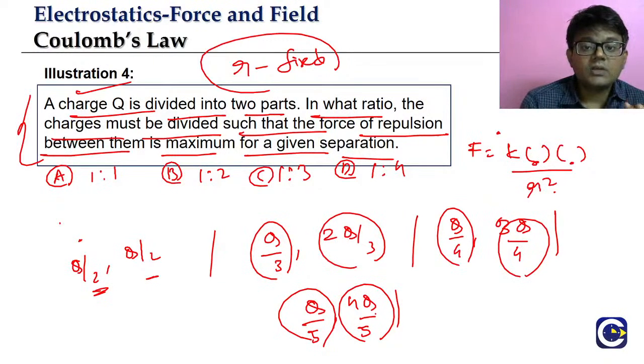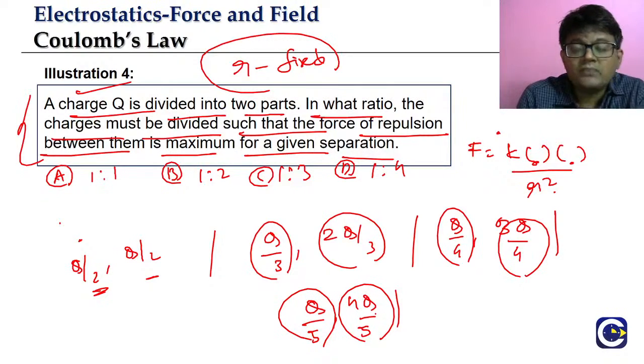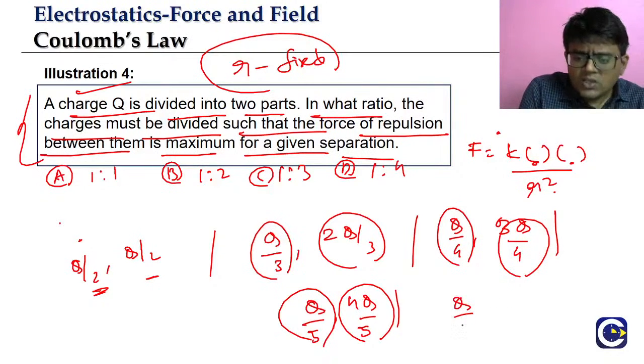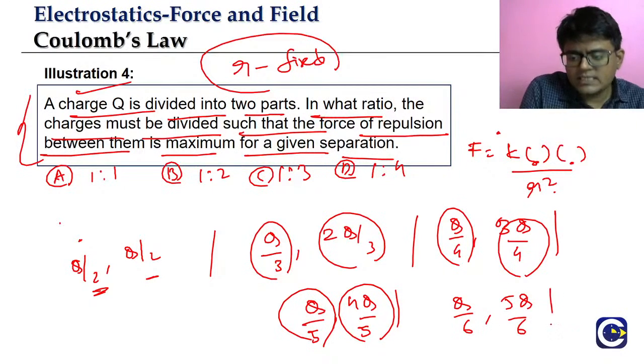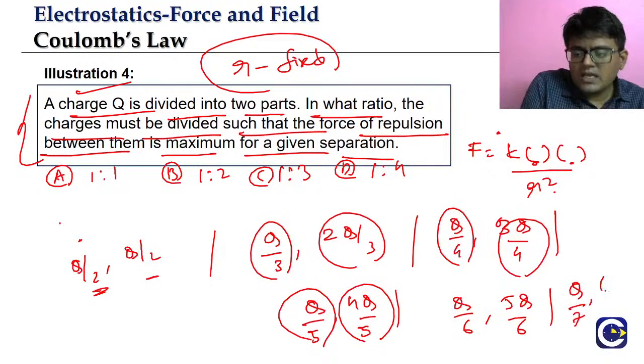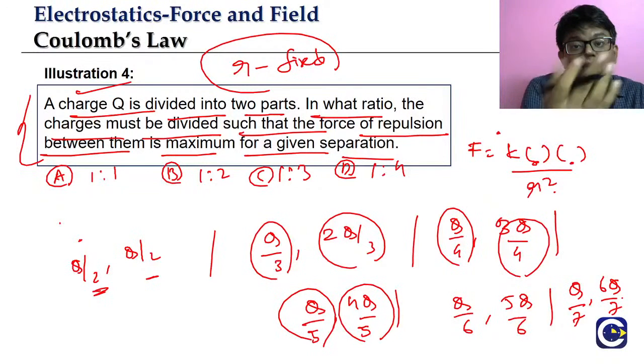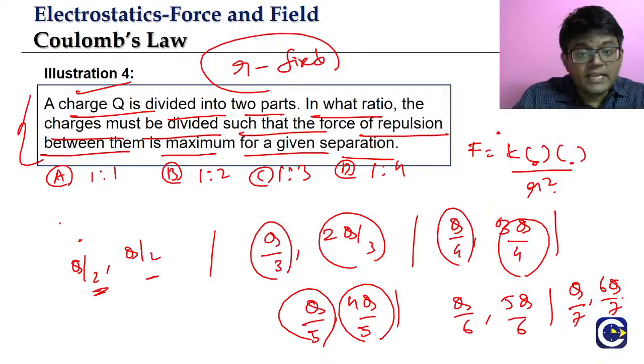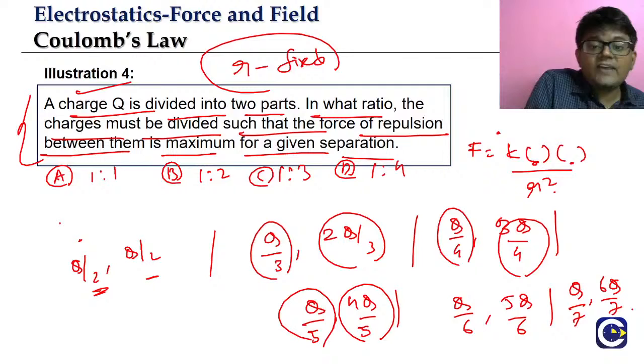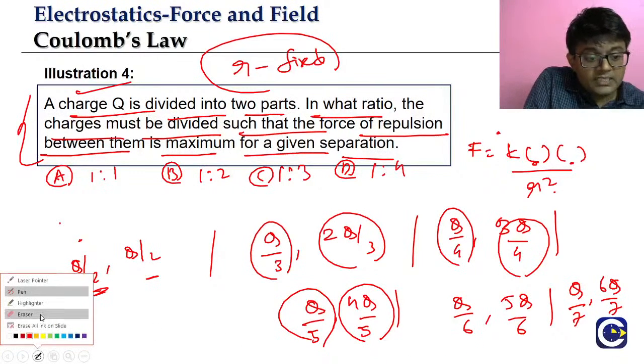Because this is going to have any number of possibilities. In how many ways can we divide? We cannot count, right? We can divide it like Q by 6, 5Q by 6, Q by 7, 6Q by 7. We can divide the charge into two parts in infinite number of ways. So we cannot take one value and check.